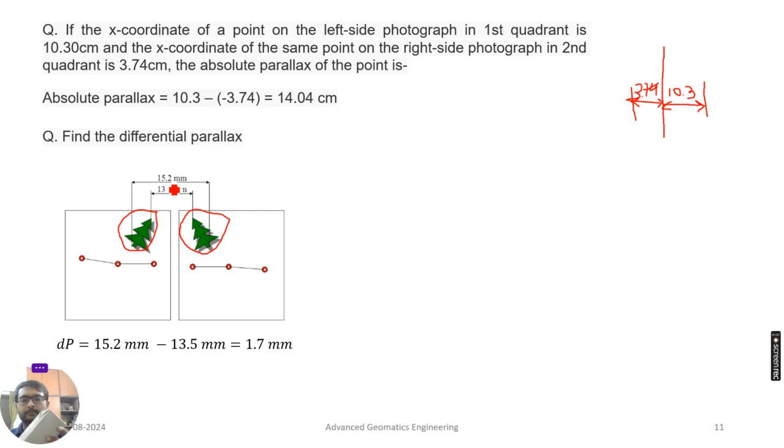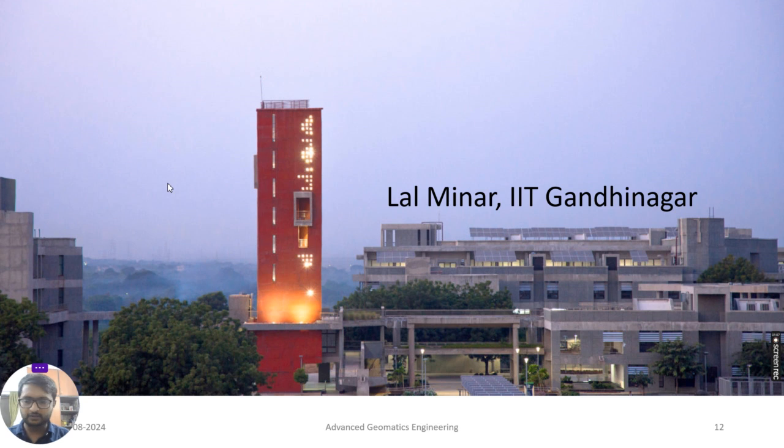The absolute parallax is what I get from the two different positions, keeping one eye closed and then the other eye closed. You take the difference of them and you get the absolute parallax, which for the top is 13.5 and for the bottom is 15.2 mm. So differential means the difference between the two absolute parallaxes for this object, so it is 1.7 mm. Okay, so now we will go to the next thing.